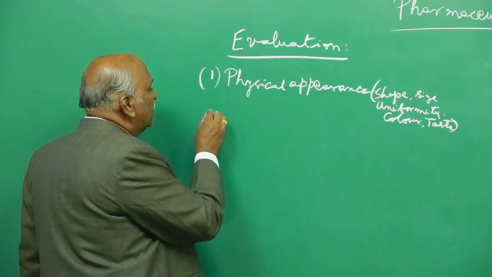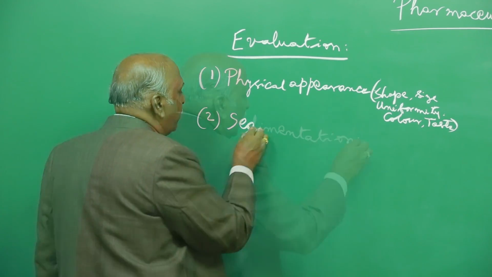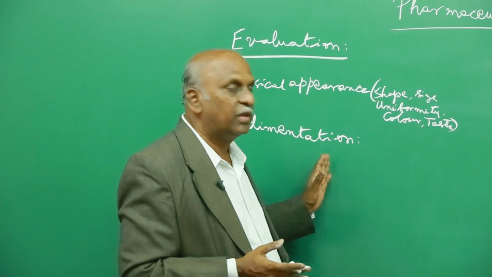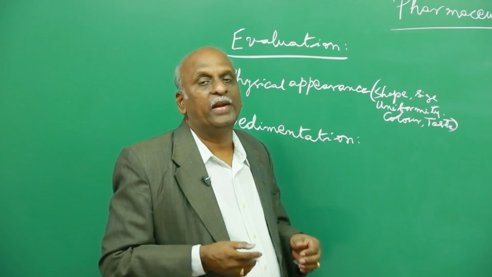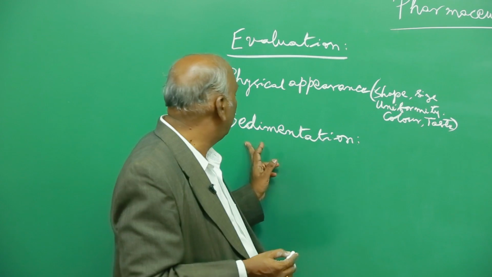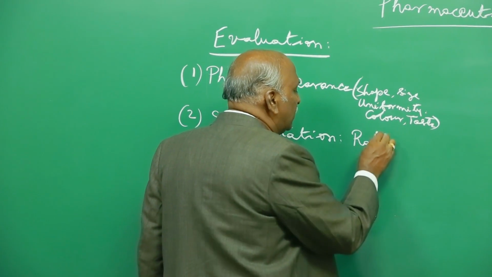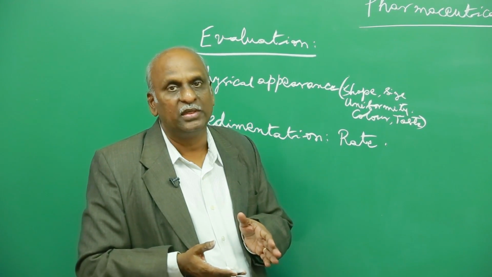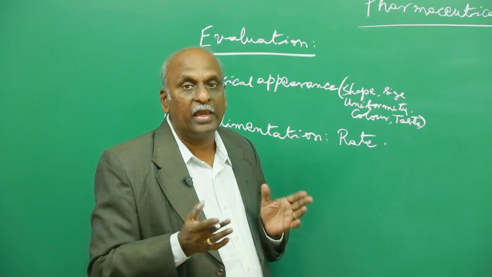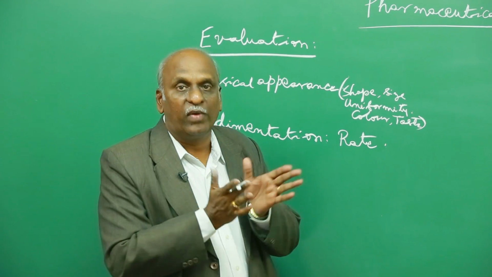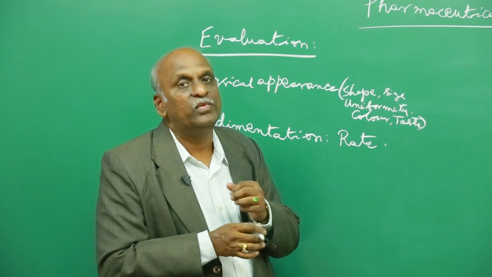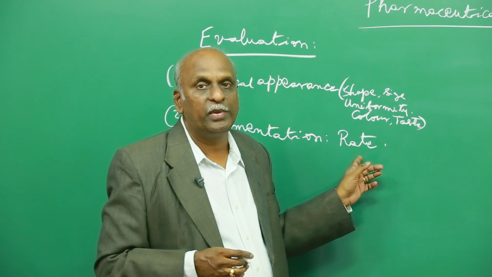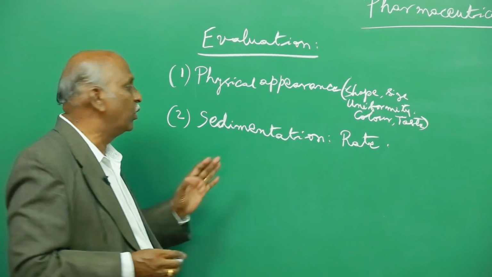The second important test is sedimentation. Sedimentation is nothing but the rate at which the particles settle, whether the particles are settling, and if they are settling, how fast they are settling. So the rate of sedimentation is important. If they are sedimenting very fast, then there is every possibility that it may cake. A cake is not possible to be redistributed again. It forms a permanent hard mass at the bottom which is difficult to disperse. So therefore, the rate of sedimentation should not be very rapid. It should be uniform and at a slow pace.